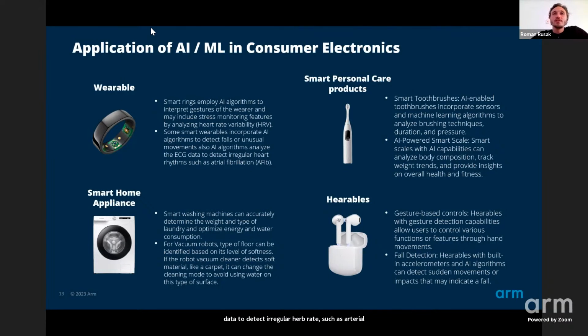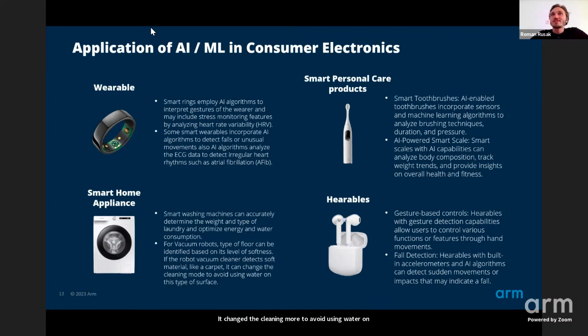Also, we see more and more examples in smart home appliances. One of them is smart washing machines that can accurately determine the weight and type of laundry and optimize energy and water consumption. Another example is vacuum robots that can detect the type of floor based on level of softness, and if the robot vacuum cleaner detects soft materials like carpet, it changes the cleaning mode to avoid using water on this type of surface.